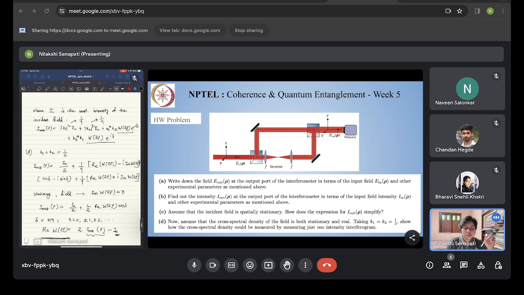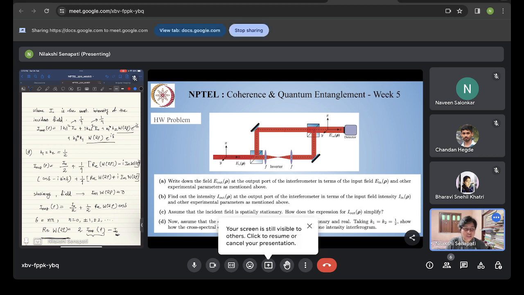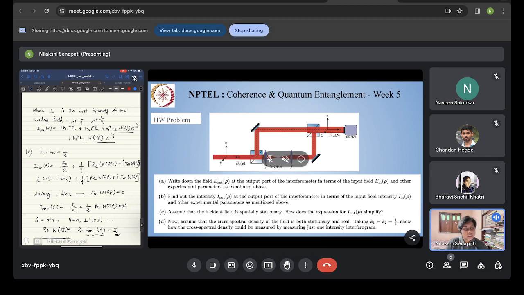Okay, so this kind of problem you can expect in various forms, like in quizzes, assignments or the end semester exam. Now from this you can understand that there is some limitation: we are considering this as a stationary field, as a real field, and only then can we find it with only one shot. And that's why we are only getting the real part of the cross spectral density.